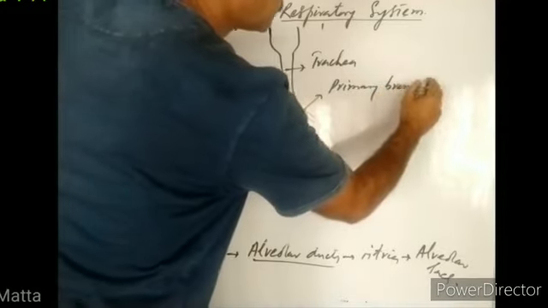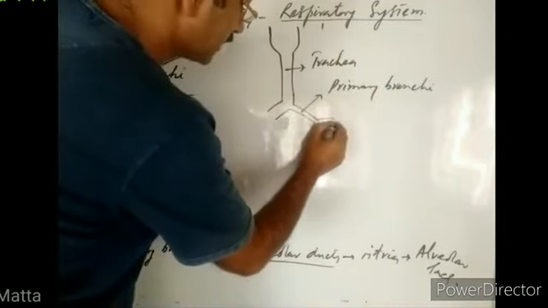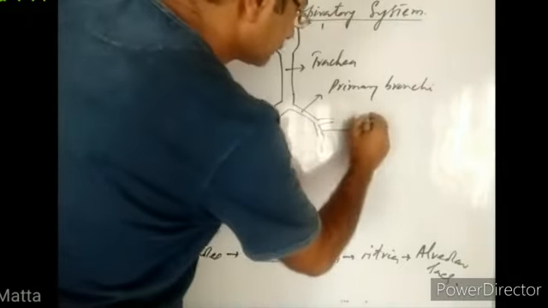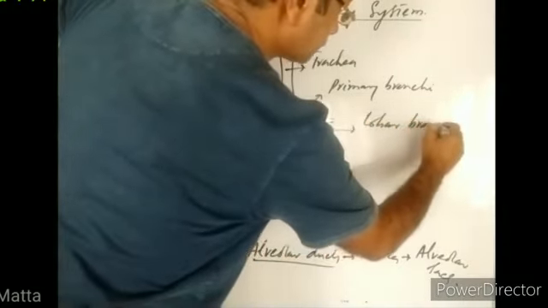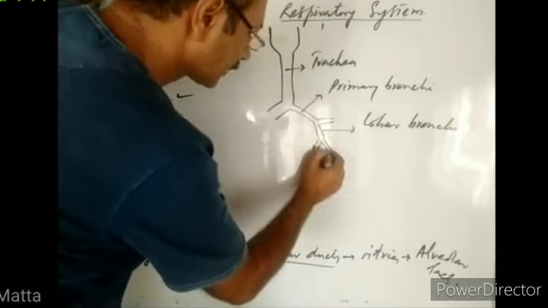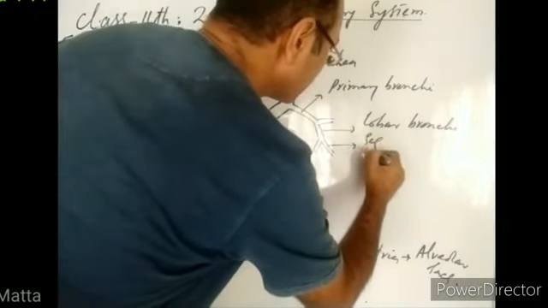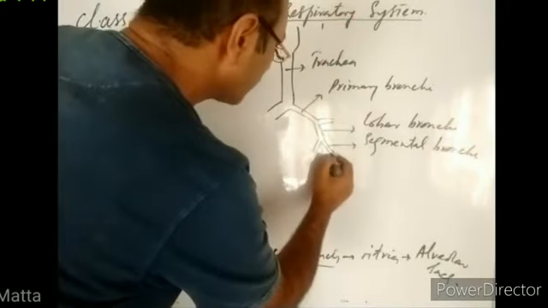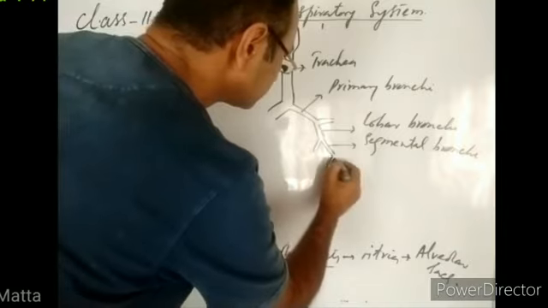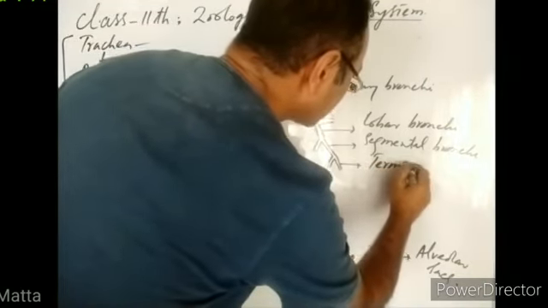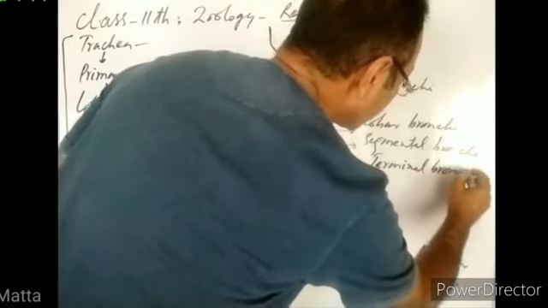Primary bronchi. Now these primary bronchi divide into lobar bronchi. Lobar bronchi further divide and form the segmental bronchi. Segmental bronchi further divide. They form terminal bronchi.